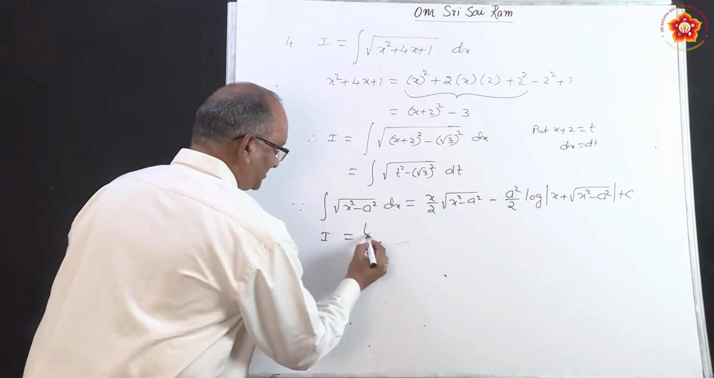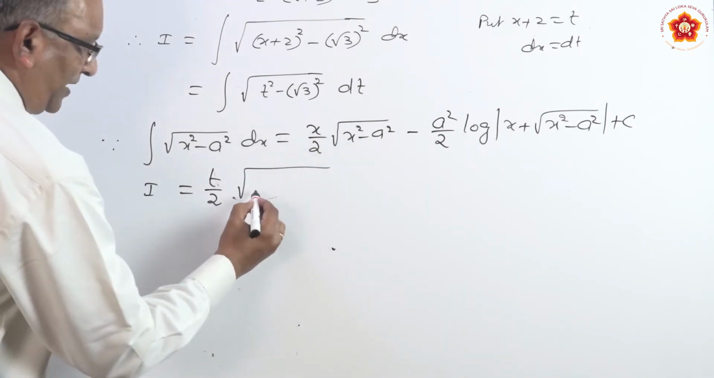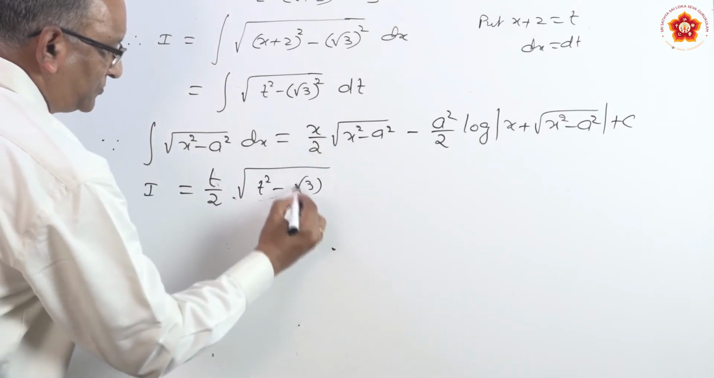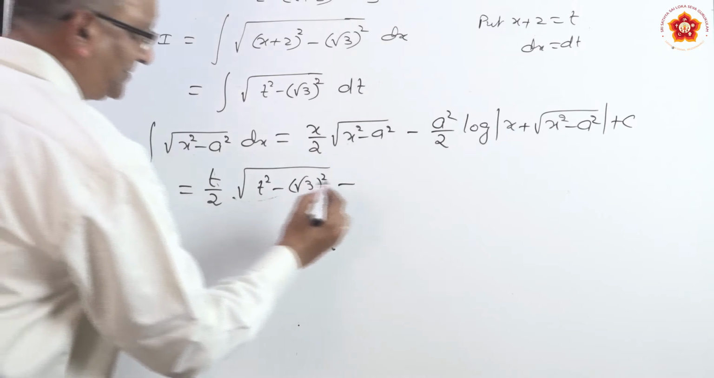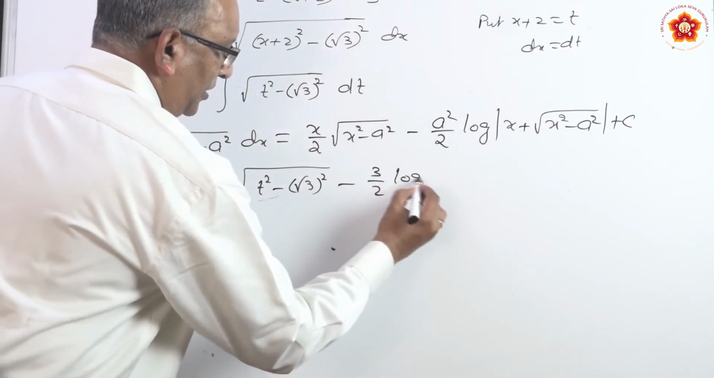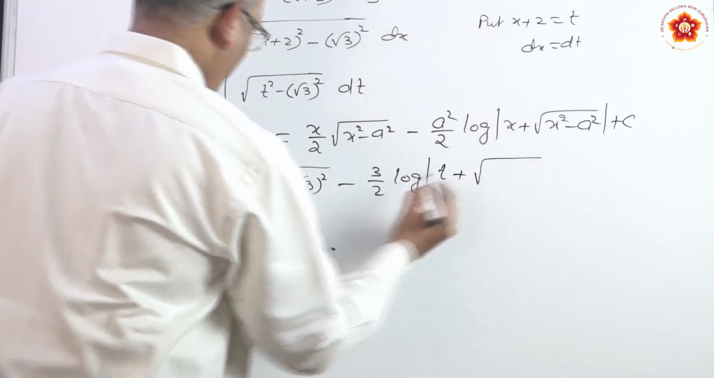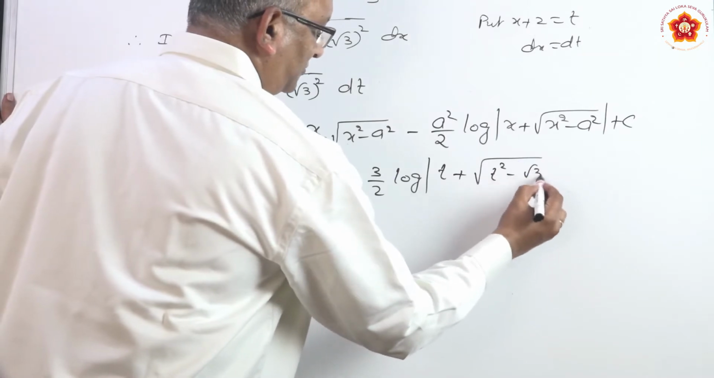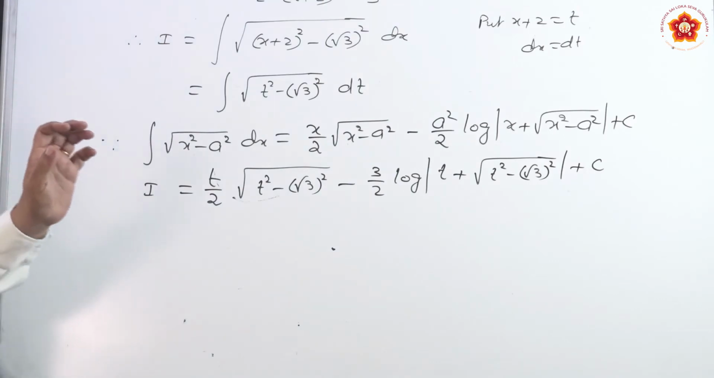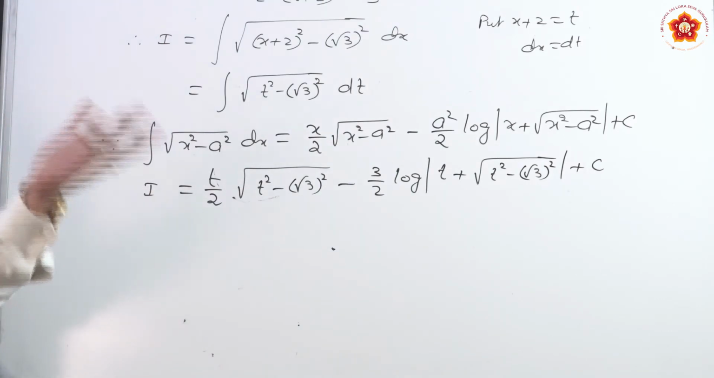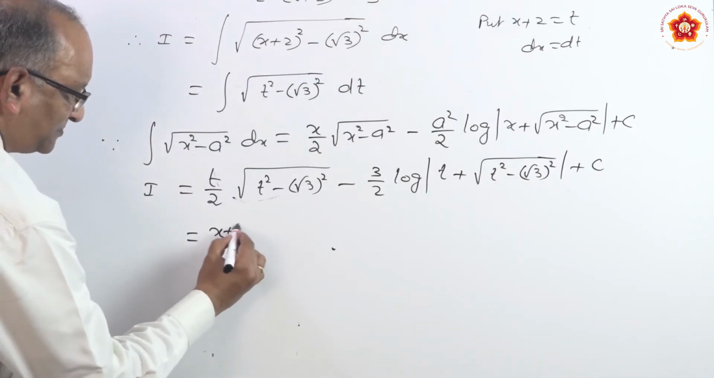x by 2. So it is t by 2 under root of t square minus root 3 square, minus a square by 2. What is a here? Root 3. Root 3 square is 3. So it is 3 by 2 log of x, x is nothing but t, plus under root of t square minus root 3 square plus c. And in order to write the answer, substitute back what is t. What is t? X plus 2 is t. So this can be written as x plus 2 by 2.